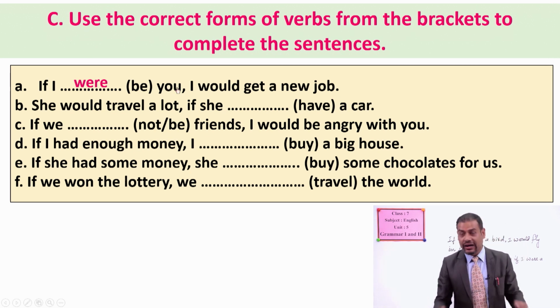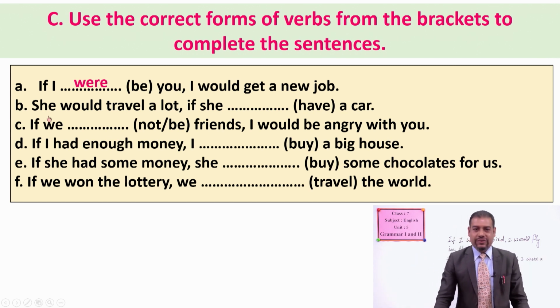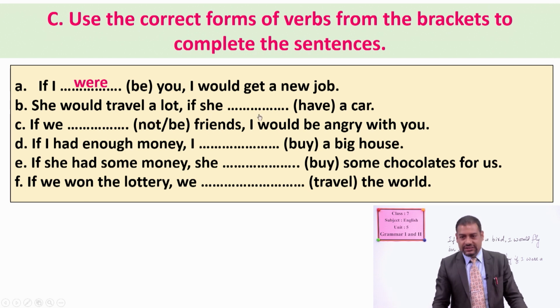All right. And it is also a kind of suggestion and imagination. If I were you, I would not be, I am myself. So number B, she would travel a lot if she have a car. Now you have to write down the past form of have here. So what is the past form of have? Yes, you are right. That is had. She would travel a lot if she had a car.